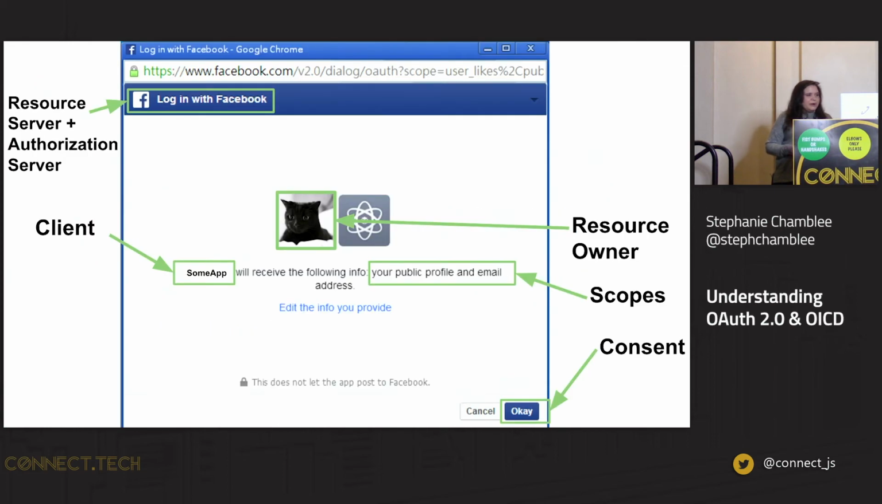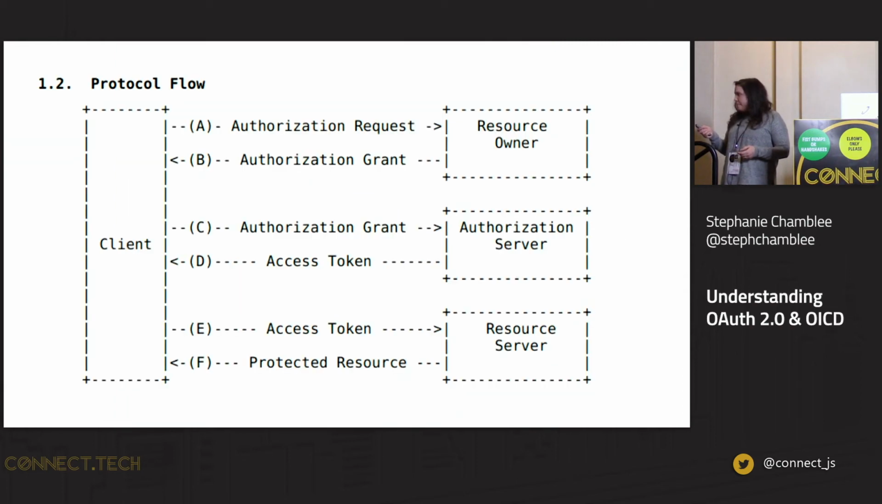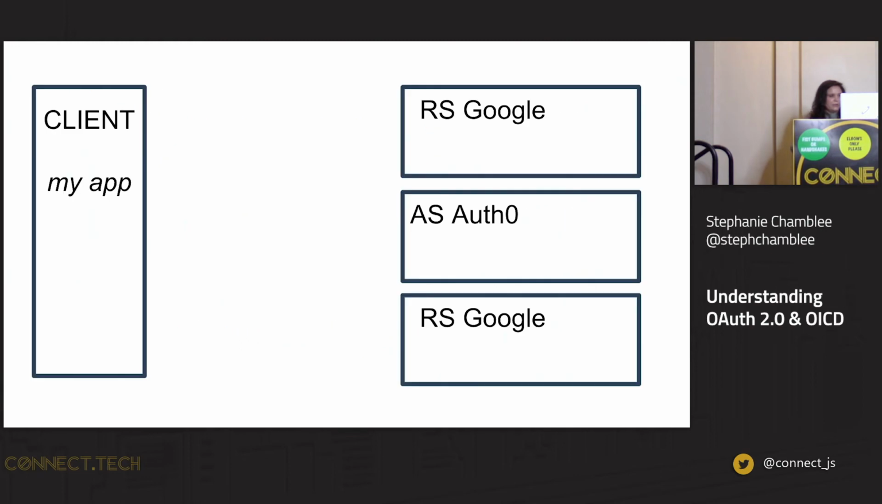Okay, so remember, just as a reminder of the roles in OAuth, we have the resource owner, the authorization server, the client, and the resource server. And so here's a diagram from the RFC that illustrates how authorization code flow works. However, I decided to make my own.